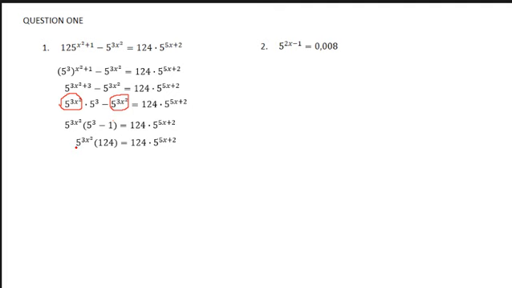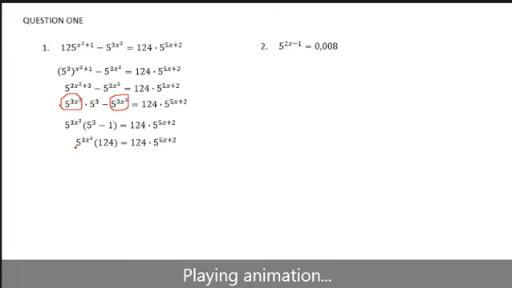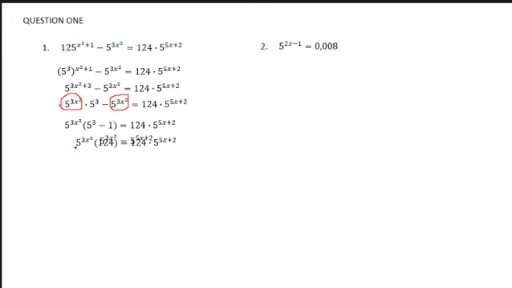To get rid of this 124, what am I going to do? You divide, and this is what you will be left with. Divide both sides by that 124. Let me just correct. When you divide by 124, you will be left with 5 to the exponent of 3x squared is equals to 5 to the exponent of 5x plus 2.